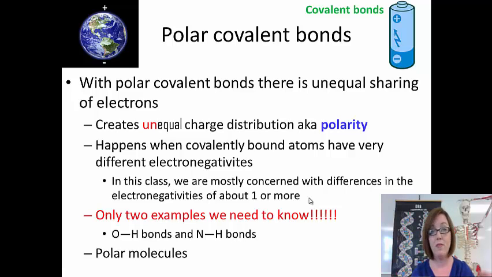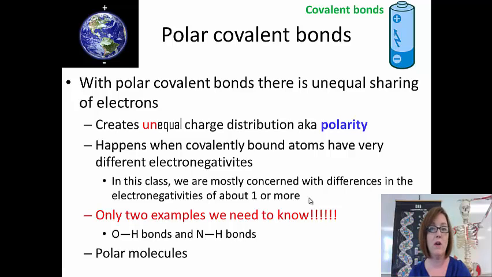And in a polar covalent bond, this is caused by the electrons not being shared equally. Right? There's an unequal charge distribution. We call that polarity. And this happens when the covalently bound atoms have very different electronegativities. If you're a numbers person in this class, we're mostly concerned with differences in electronegativities of about 1 or more. And there's only 2 examples that you need to know. It's the oxygen-hydrogen bond and the nitrogen-hydrogen bond. Both of those are polar covalent bonds.